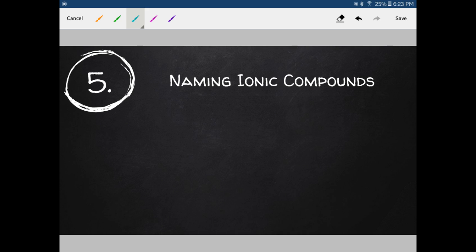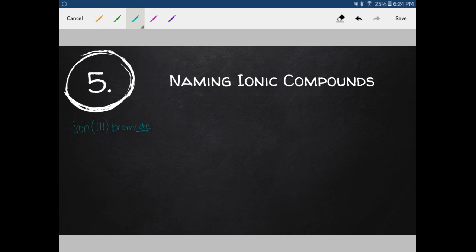So if we start out with a few things, let's look at, what's a good example? We'll go with iron 3 bromide. Now, one thing you want to note is that it's not iron 3 bromine, it's IDE. We always end our compounds with an IDE, so we change that nonmetal to have an IDE ending.